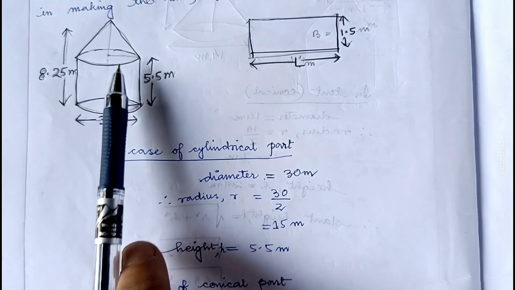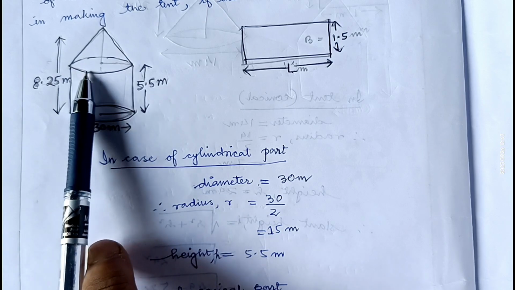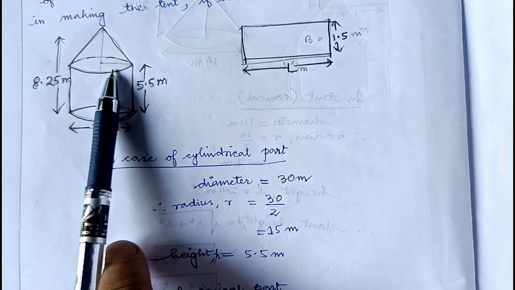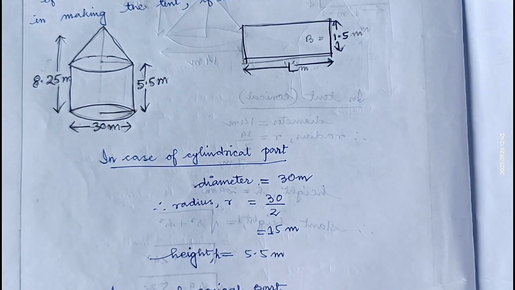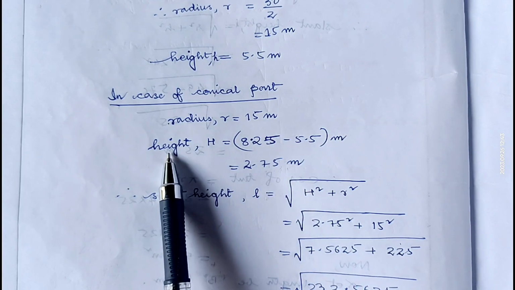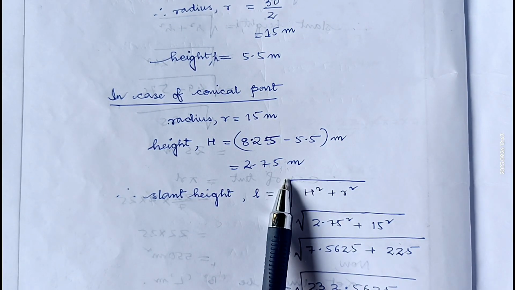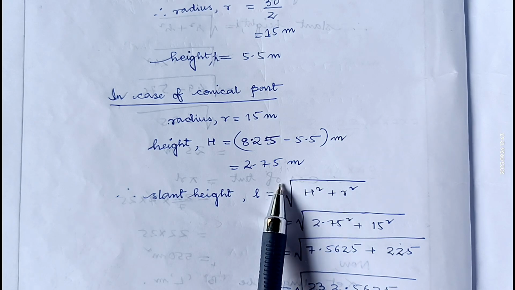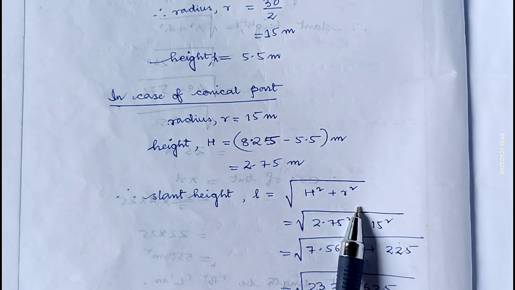Now in case of cone, here diameter is 30, so diameter of the cone also will be 30, so radius will be 15, and here height of this cone will be 8.25 minus 5.5. So we can write, in case of conical part, radius is 15, height will be 8.25 minus 5.5, which will give 2.75. Since curved surface area of a cone is πrl, and here l is not given, so we have to calculate l by using this Pythagoras theorem.